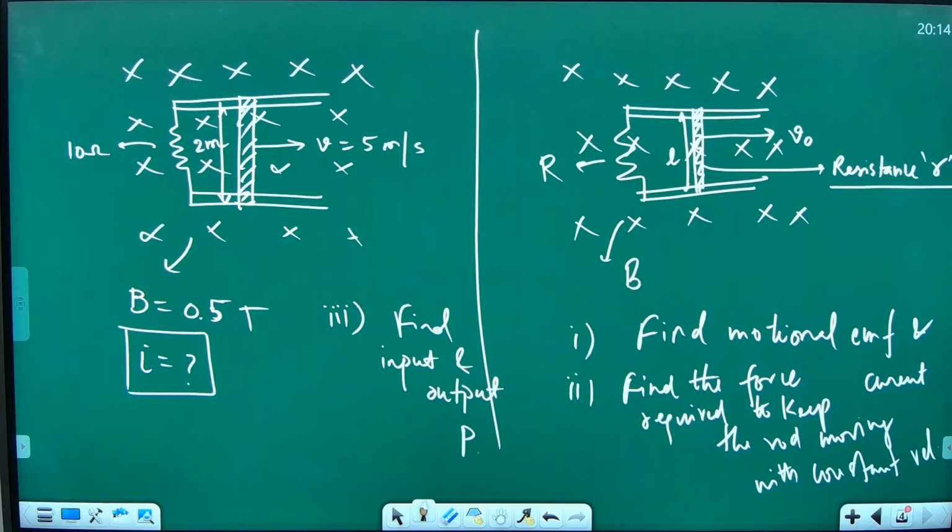Sir, F equal to the expression is B square L square V by R. B square L square V by R plus r, no man. Yes, sir. That is correct. Force will be B square L square V by R plus r. That is correct answer. Good. I'll solve it, man. Don't worry. I'll solve it. You try.